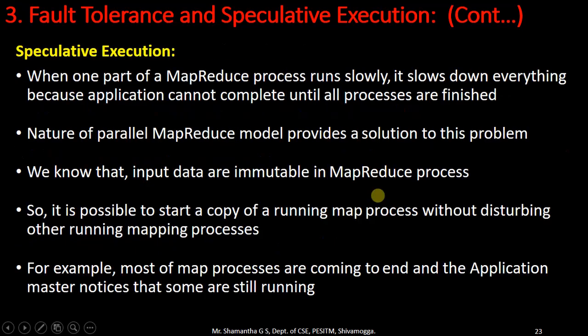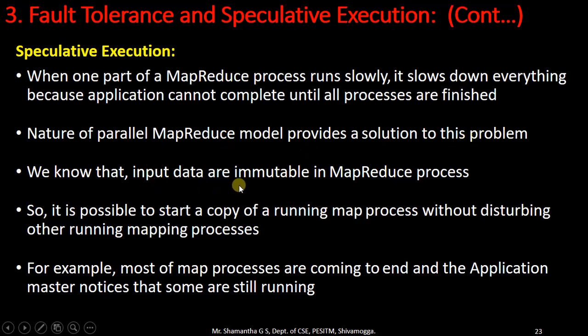One of the challenges with many large clusters is the inability to predict or manage unexpected system bottlenecks or failures. It is possible to control and monitor resources so that network traffic and process load can be evenly balanced. In practice, however, this problem represents a difficult challenge for large systems. When one part of the MapReduce process runs slowly, it slows down everything because the application cannot complete until all processes are finished. The nature of the parallel MapReduce model provides a solution to this problem.